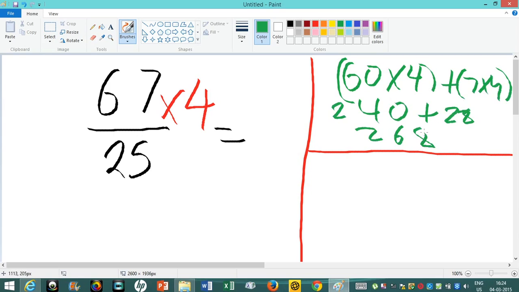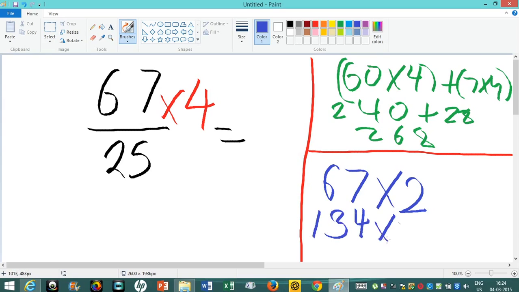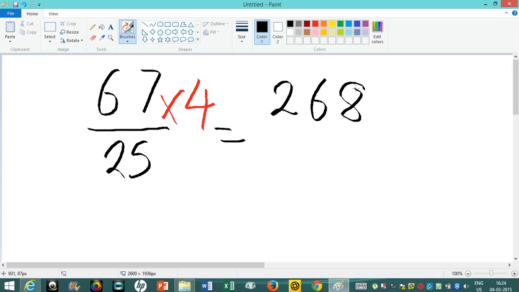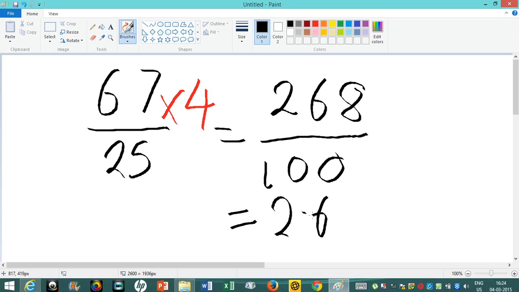That is 268. Or, if you don't want to do this, you can simply do 67 times 2, which is 134, then multiply 134 by 2 once again, and you get the answer of 268. This time, instead of dividing by 10, you divide by 100. Then you get the answer of 2.68.